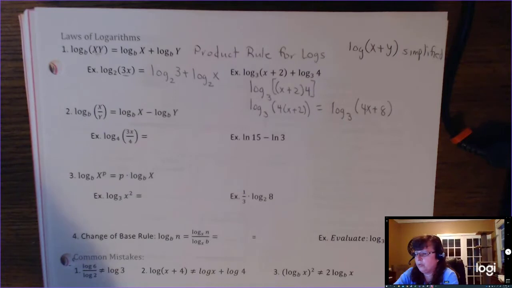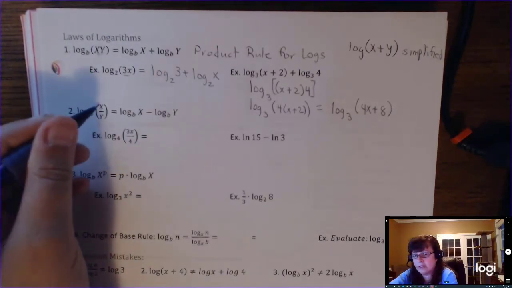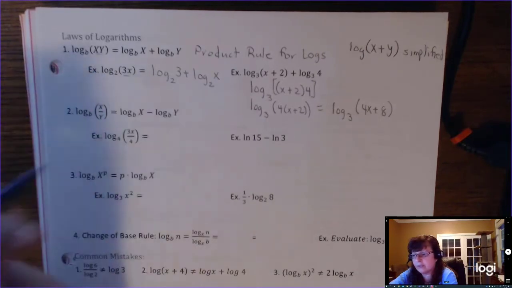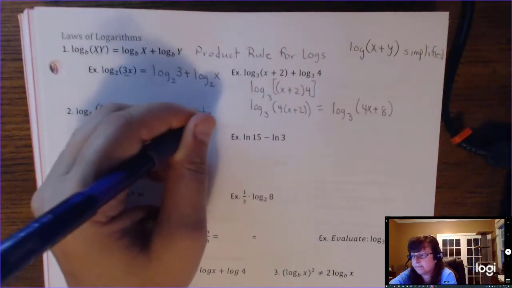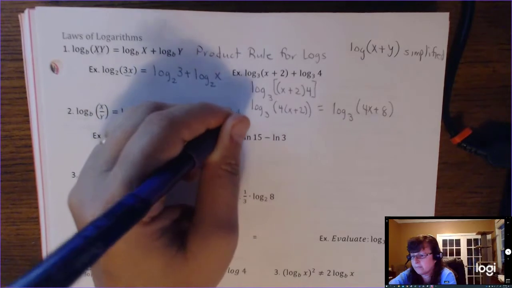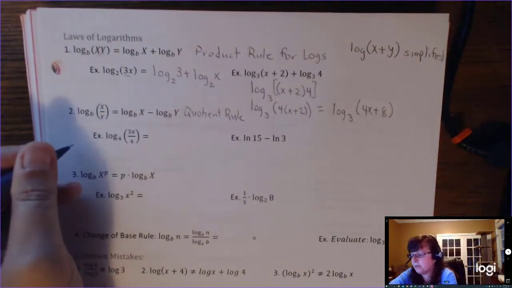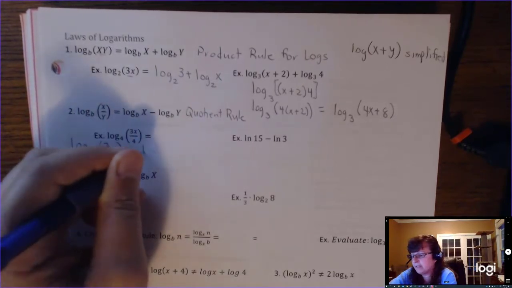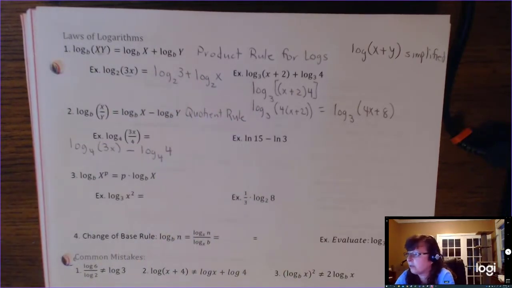Okay, rule 2. If you have 1 log and you have a quotient in here, 1 log with a division, that's 2 logs with subtraction. And that's called the quotient rule. So again, we might say expand. So this would be the log base 4 of 3x minus the log base 4 of 4. So 1 log with a quotient is 2 logs subtracted.